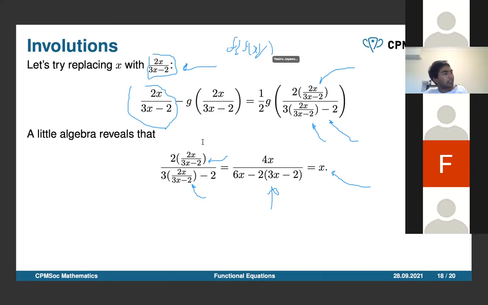So in this case, the actual function g is not necessarily the involution, but the expression inside g is the one that's the involution. That's 2x over 3x minus 2.